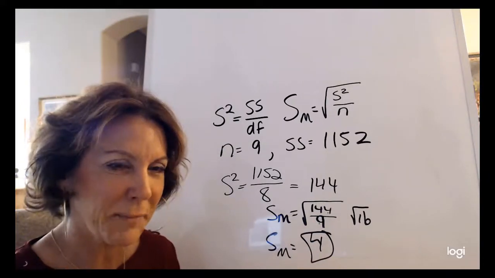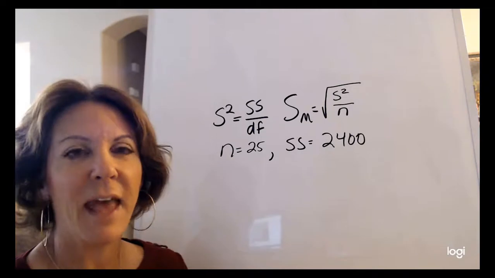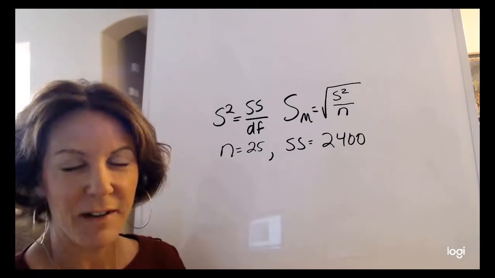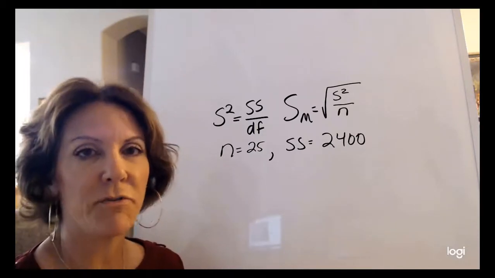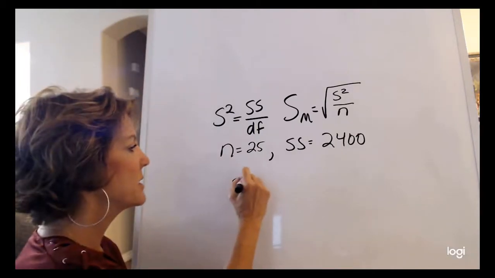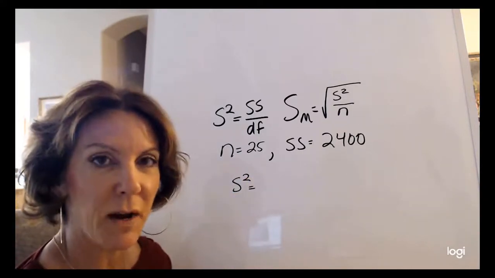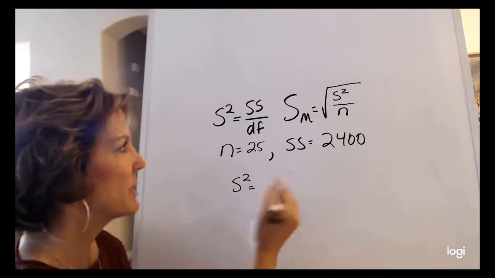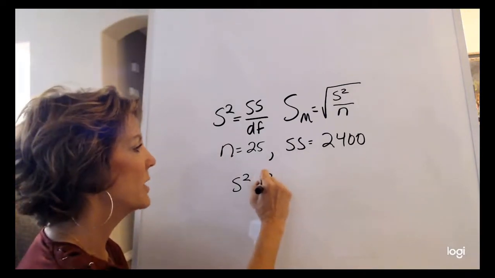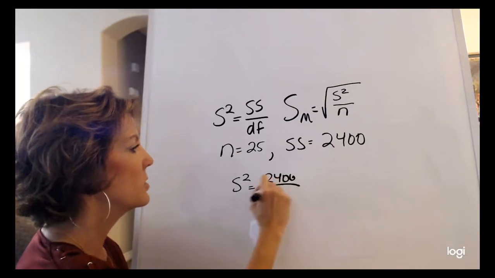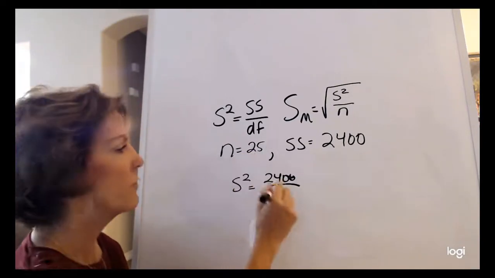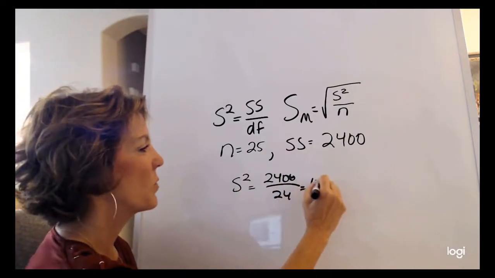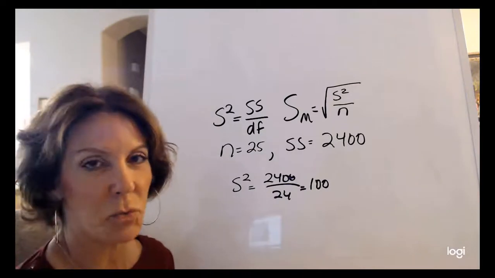Okay, let's try another one. Okay, in this sample, we have an n of 25, and our sums of squares are 2,400. So the first thing we need to do is figure out our variance. And we figure out variance by dividing our sums of squares by our degrees of freedom. And degrees of freedom are n minus 1. So our sums of squares here are 2,400. Our degrees of freedom, n minus 1, is 24. So 24 goes into 2,400 100 times. So our variance is 100.